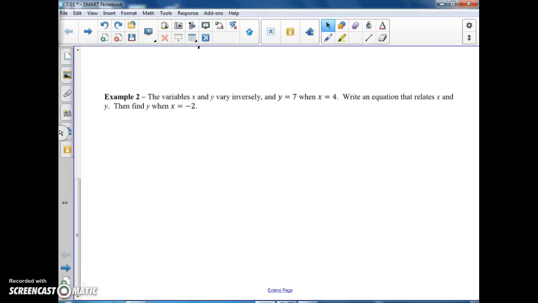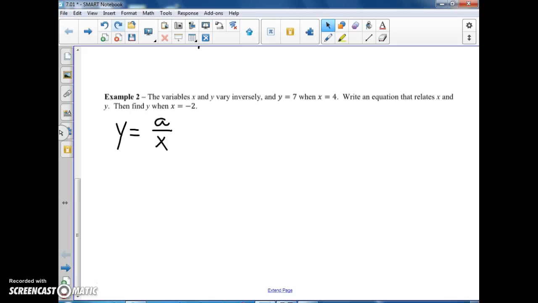Okay, example 2. The variables x and y vary inversely. Now remember, I showed you what that means. And y is 7 when x is 4. Write an equation that relates x and y, and then find y when x is negative 2. The first thing you've got to do is write down which one, the inverse or the direct equation? The inverse, which is y equals a over x. There you go, there's the form. So put the standard form down: y equals a over x.